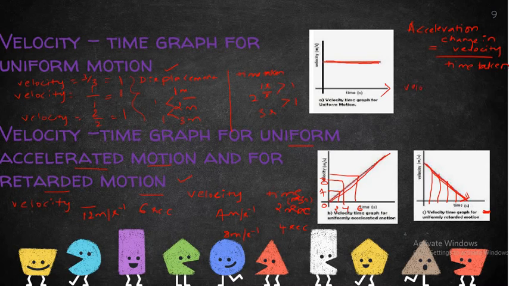Velocity I will take, and I will take time. See here, for 4 seconds it is decreased to 3, and for 6 seconds it is decreased to 2, like this. As the time is elapsing, as the value of time is increasing, you will see the decrease in the velocity value. So, for that kind of retarded motion, the graph of velocity-time will look like this.